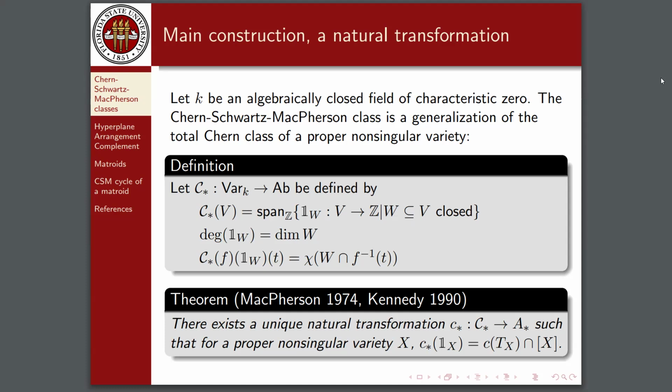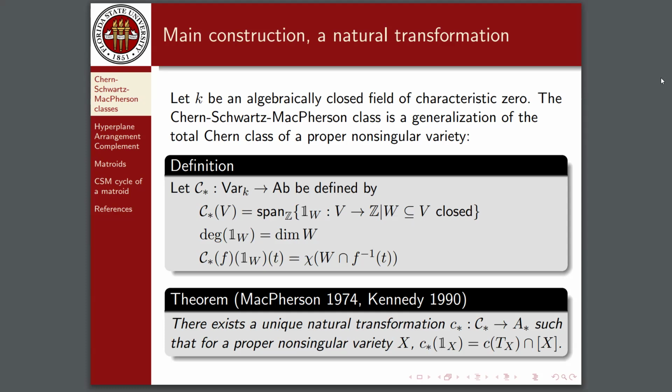And we turn it into a functor by declaring the group homomorphism associated to a proper morphism F as the map that sends the indicator function of W to the function that, if you give me a point in the codomain of F, spits out the Euler characteristic of the intersection of W with the fiber of this map over that point. And there are two important theorems here.